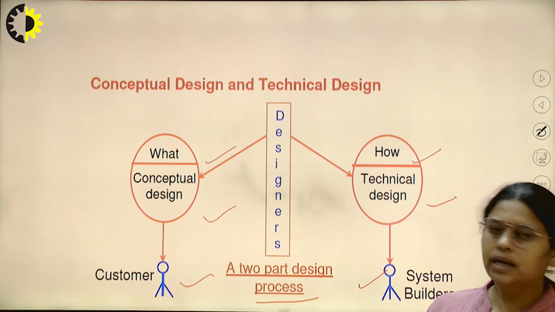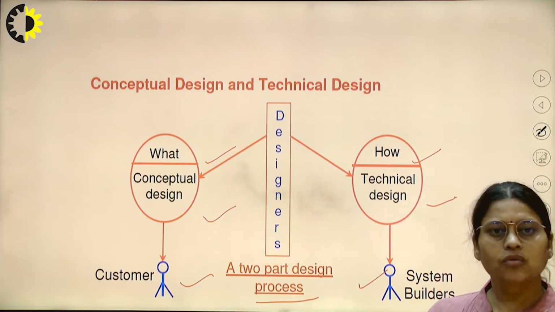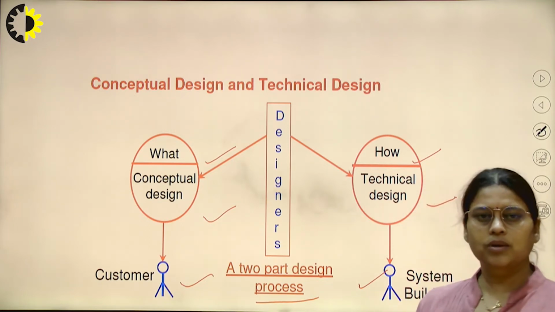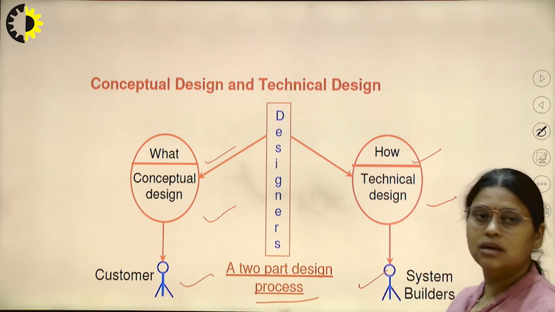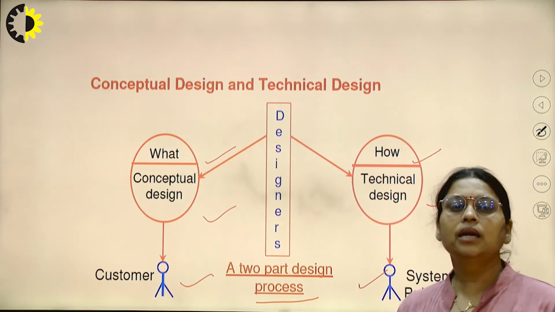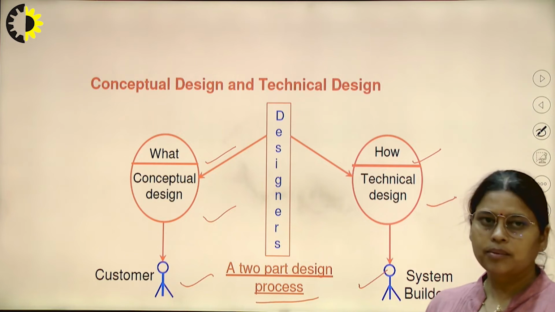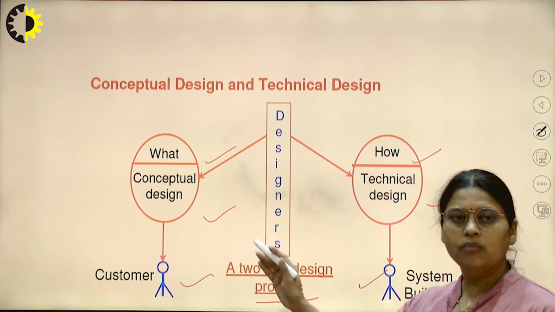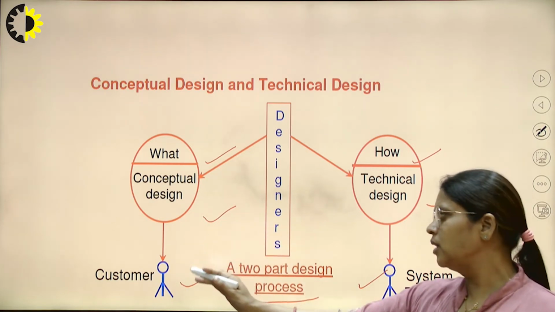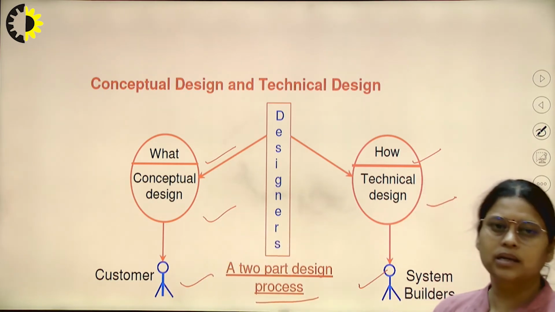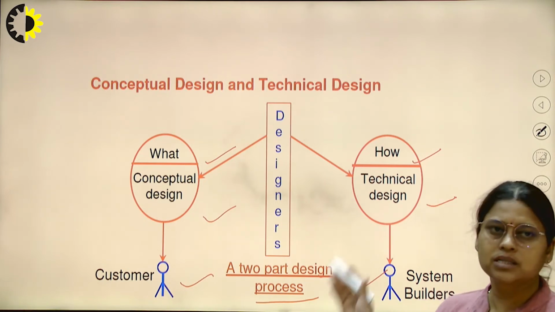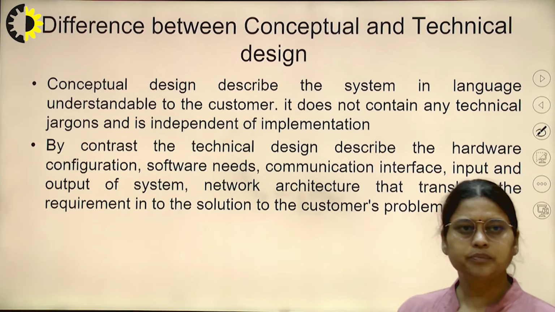Because we know that the customer is not a technical user, so we never give a technical document to the customer, and the developer is ready to implement that software, so we give all the technical details to the developer. So as per the need of the customer as well as the developer, two types of documents are prepared in the design phase. One is a conceptual design document and another one is a technical design document.